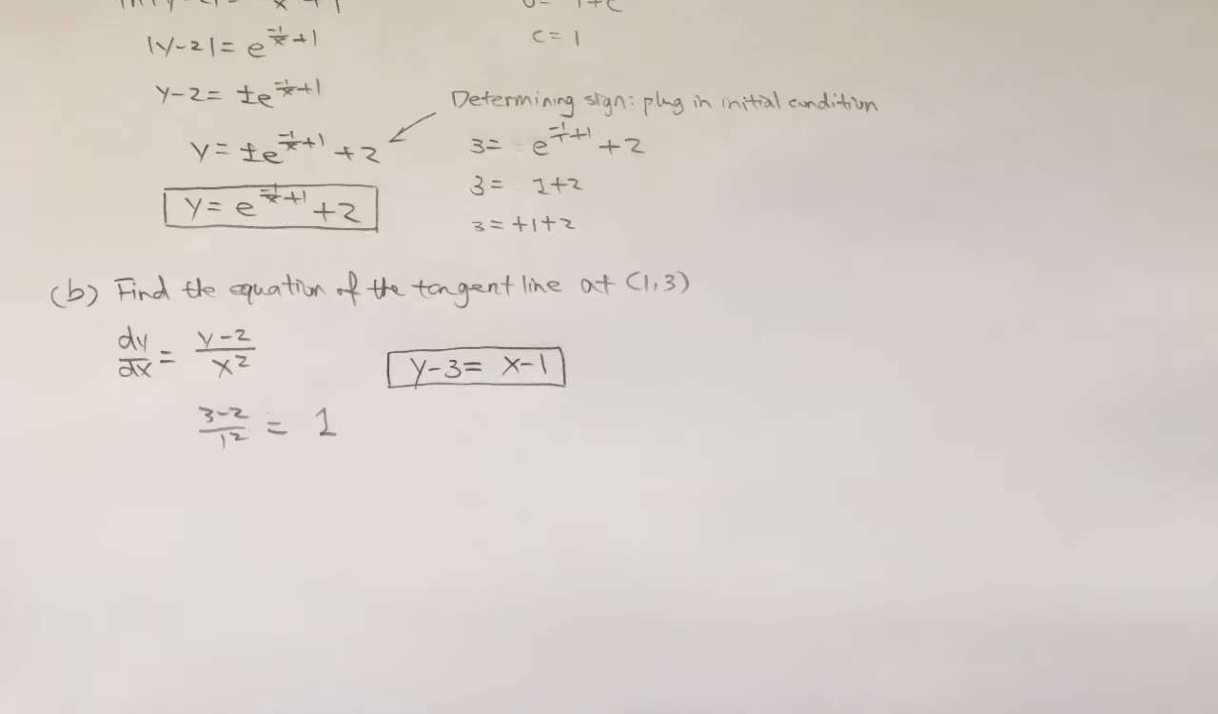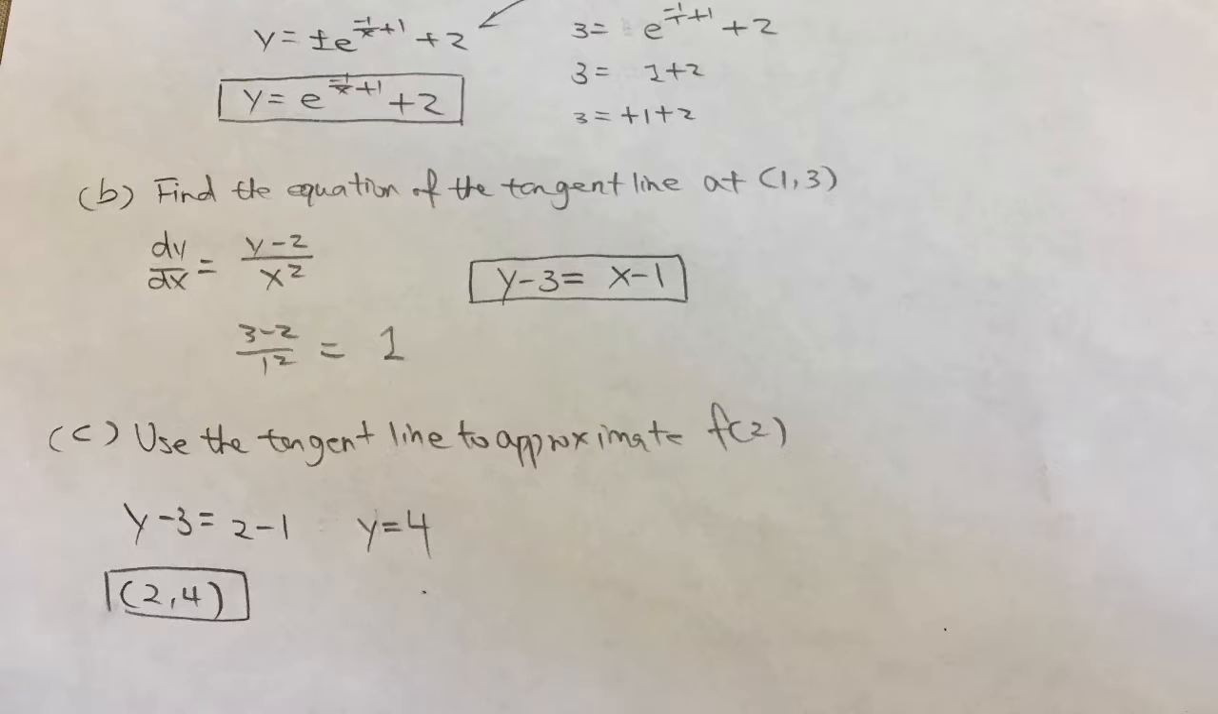Part C asks you to find the y value f(2) using the tangent line equation found in part B. Simply plug in x = 2 into the equation and you would get y = 4. Okay, now we're going to practice Euler's method with this equation.